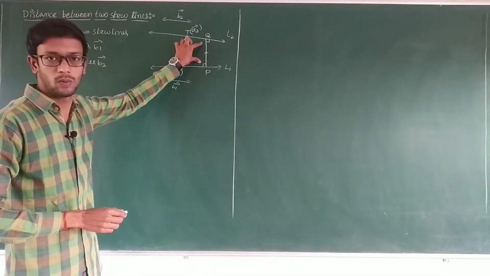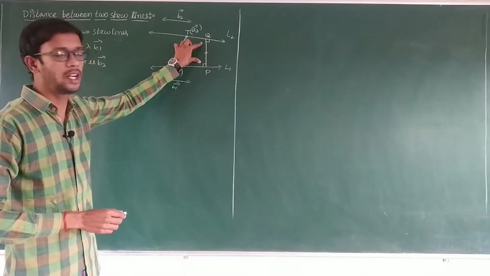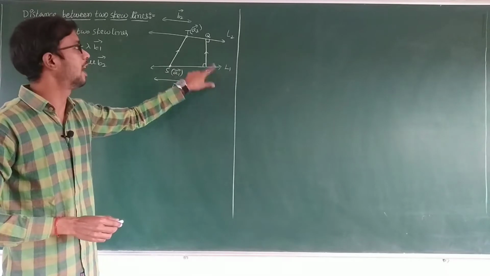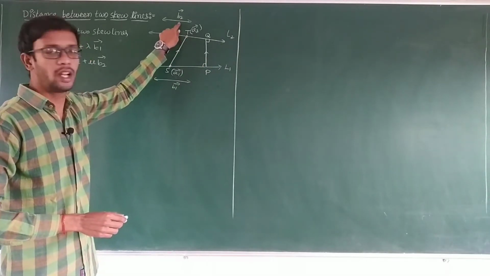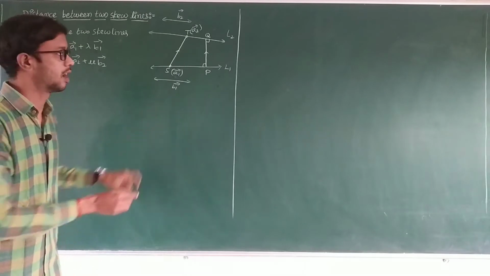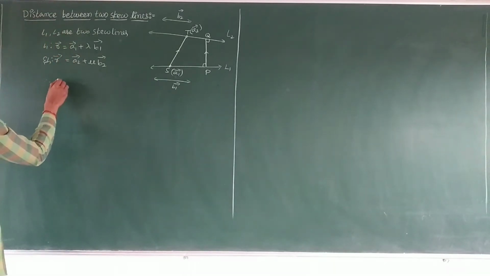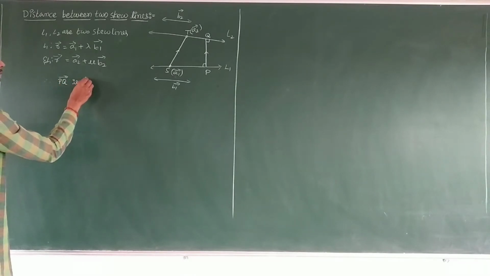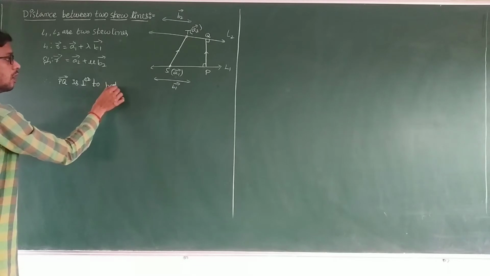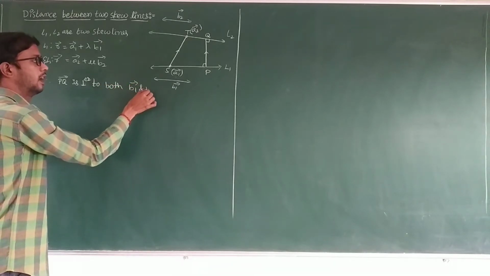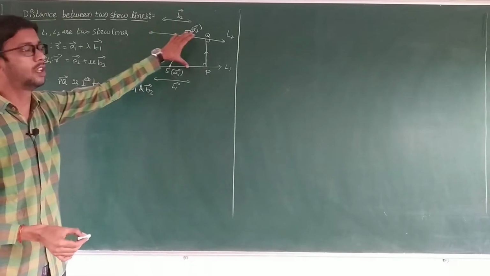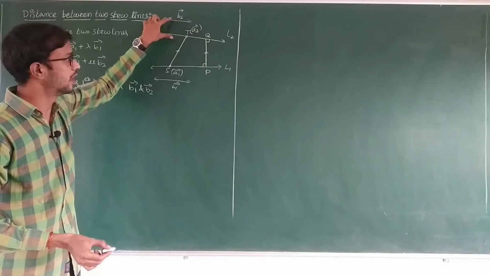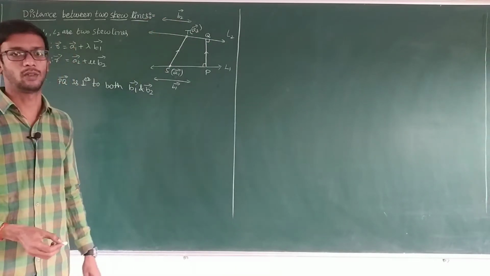Now this PQ is perpendicular to L1 and L2. Then it is perpendicular to b2 bar and b1 bar. Therefore, PQ bar is perpendicular to both b1 bar and b2 bar. While these two lines are parallel like this one, for these two lines, if we draw a perpendicular, it is perpendicular to b2 and b1 also.